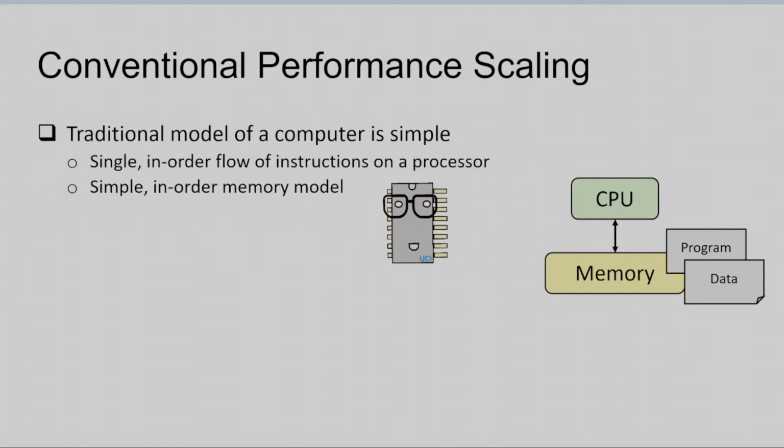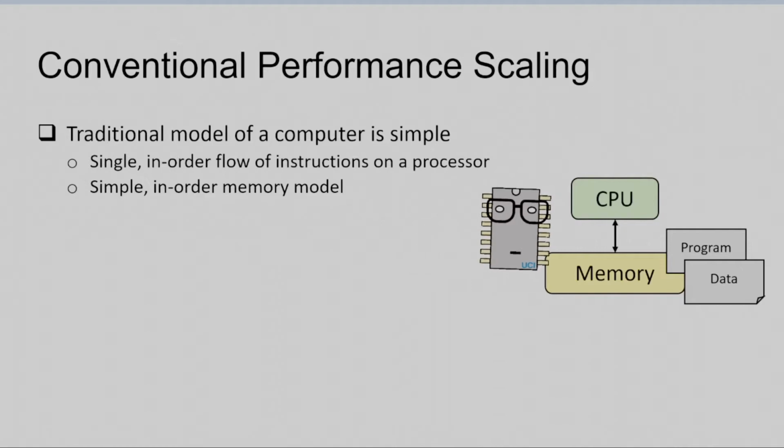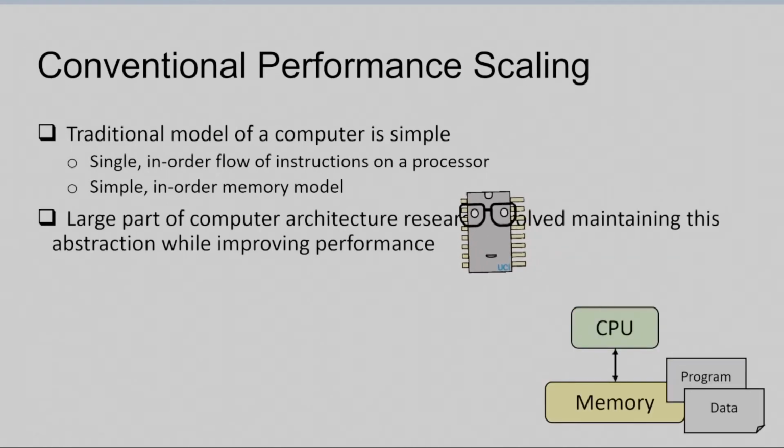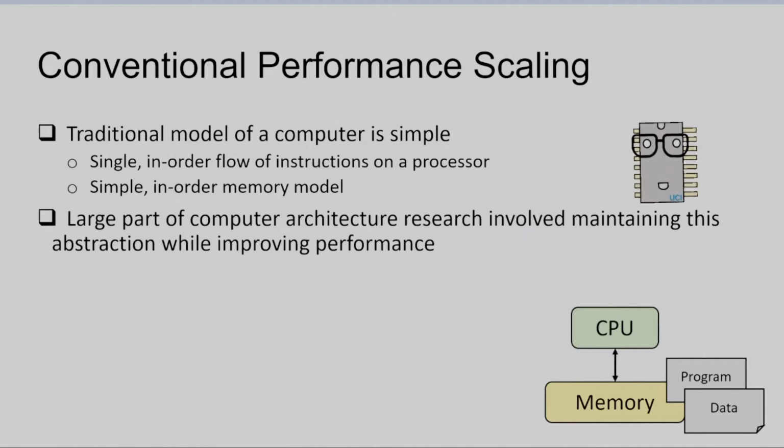And also from the CPU point of view, the memory used to be a simple in-order memory model, a single unified address space, et cetera. So basically a simple model where a single thread in a CPU talks to a monolithic memory. And that worked for a long time. It worked very well for a very long time. Because this model is very simple to work with, and all the programmers would rather work with this abstraction than anything else, a large part of computer architecture research has involved maintaining this abstraction while improving performance.